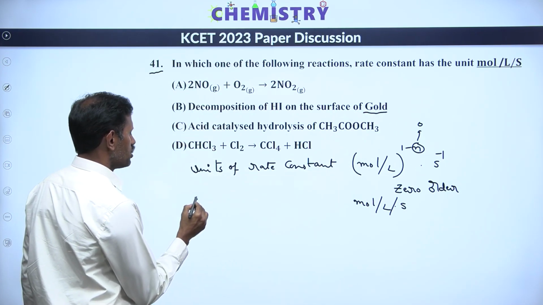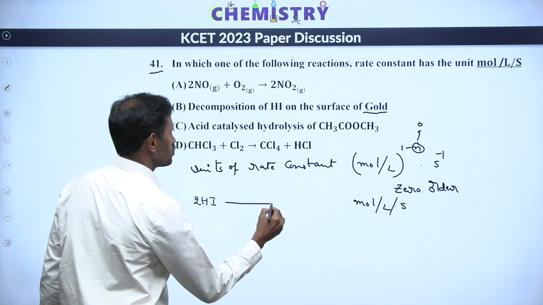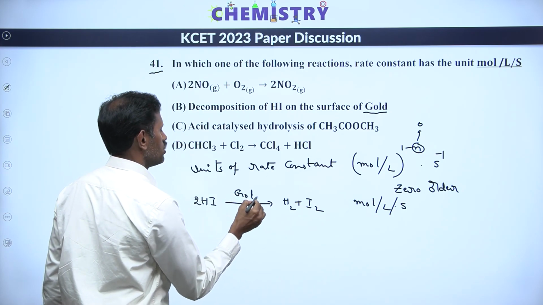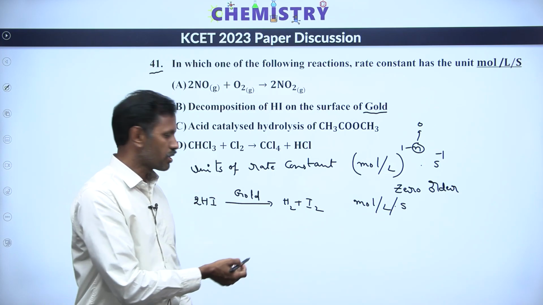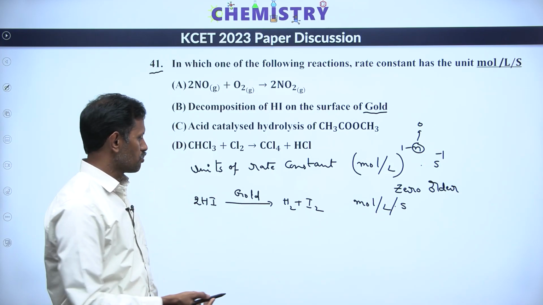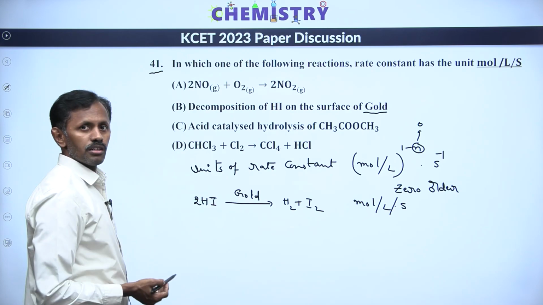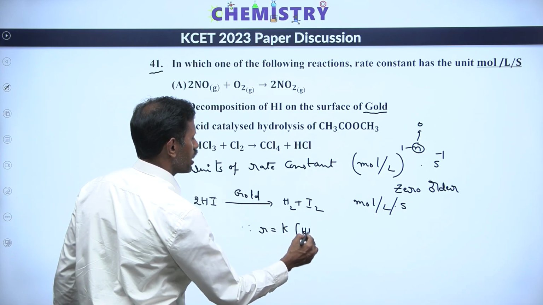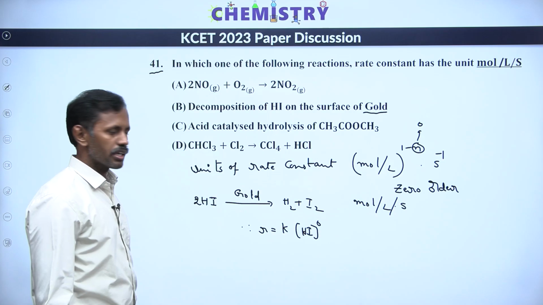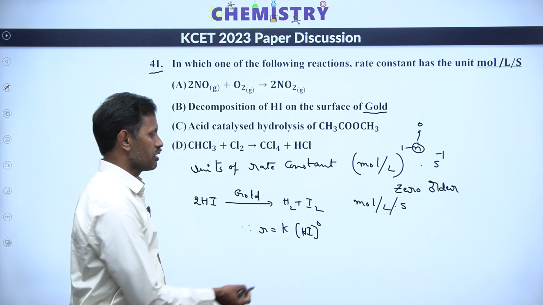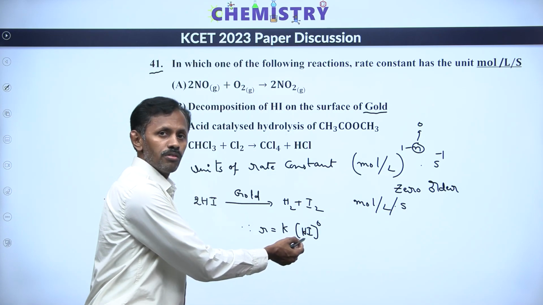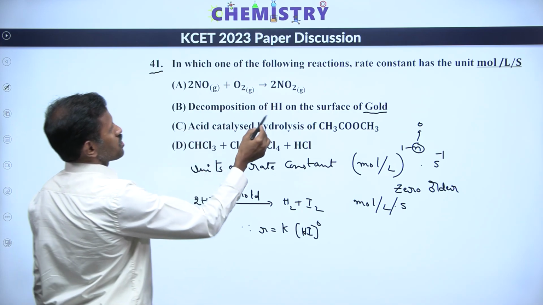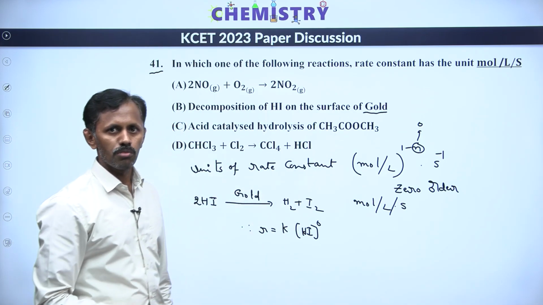So if we take the reaction 2HI giving H2 plus I2, here the catalyst is gold. The rate of reaction depends completely on the number of active sites of the catalyst, irrespective of the concentration of the reactant. So we can write R is equal to rate constant into the concentration of hydrogen iodide to the power 0. The rate is independent of the concentration of hydrogen iodide. That's why the decomposition of hydrogen iodide on the surface of gold is an example of a 0 order reaction.